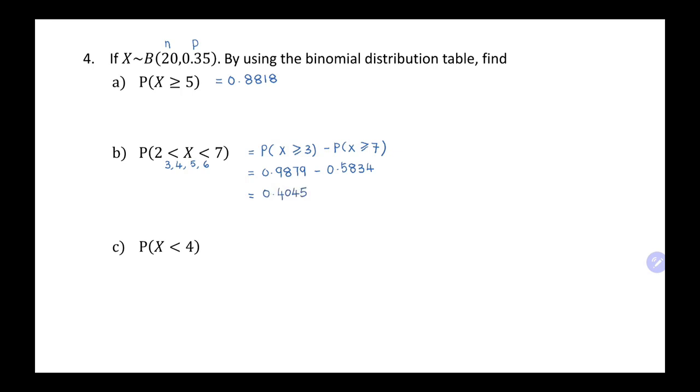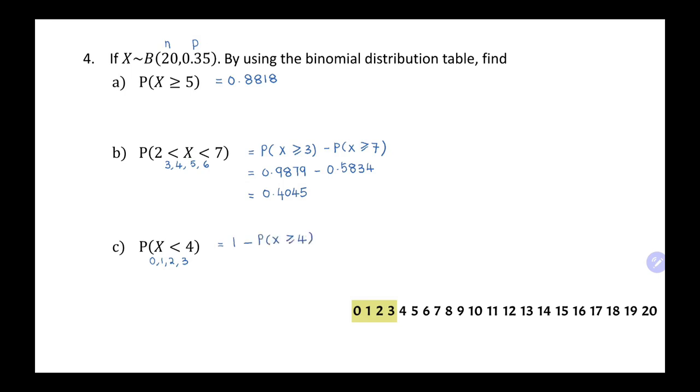Next question, we have C, probability x less than 4. Since the sign is not greater or equal, we need to change the sign from less than to greater or equal. Less than 4 means we want 0, 1, 2, 3. 4 is not included. To find the value from 0 until 3, we put 1 minus P(x greater than or equal to 4). Maksudnya, kita tolak yang kita tak nak. Kita tak nak adalah 4 dan ke atas. Bila dah dapat simbol greater dan equal, baru kita boleh guna table. Selagi tak dapat simbol greater equal, tak boleh baca table.